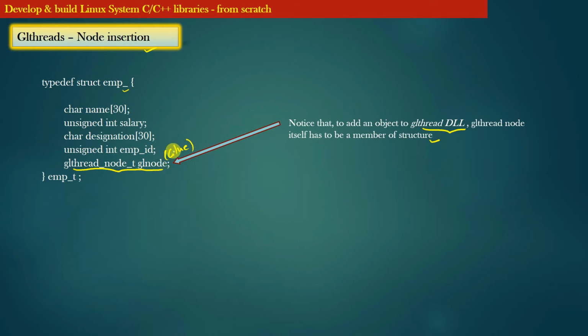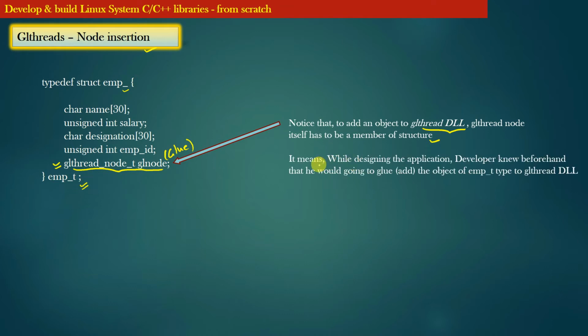One thing you can analyze here is that the programmer, at the time of writing the code, declared GLThread node as a member of this structure employee. It simply means that while designing the application, the developer knew beforehand that he was going to add the object of type employee into a GLThread, right? That is why at the time of writing the code itself, the developer mentioned one of the members of this structure as GL node, which will act as a glue to hook up the object of type employee in GLThreads.